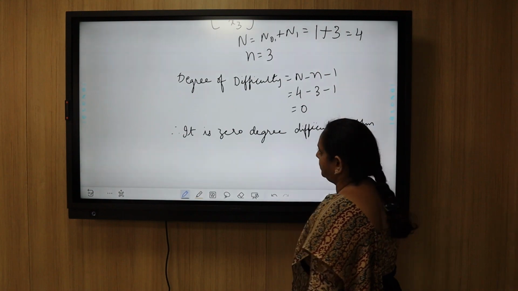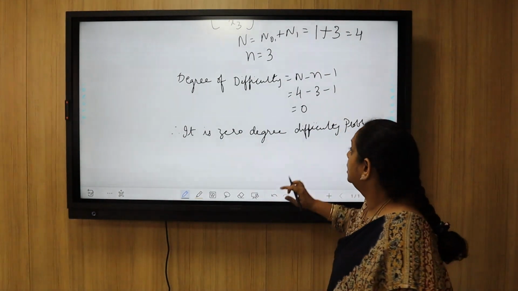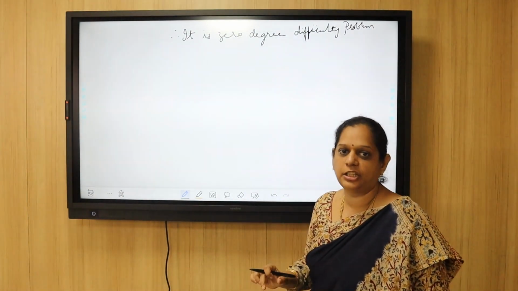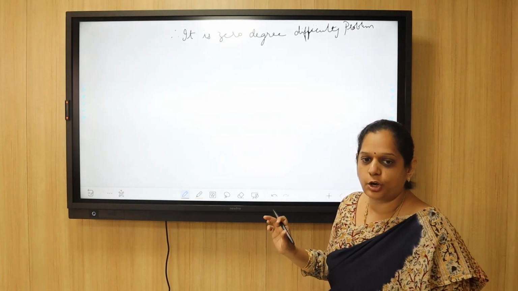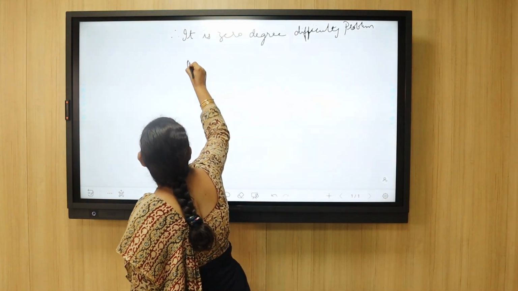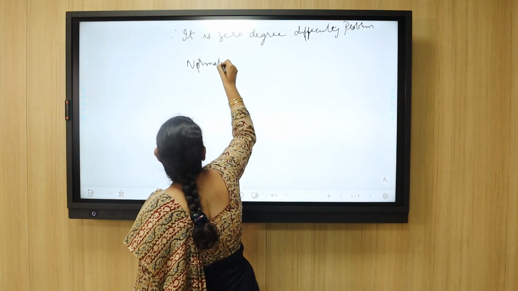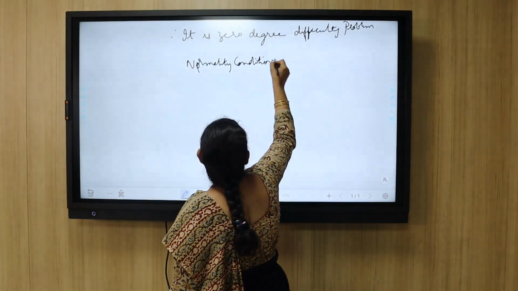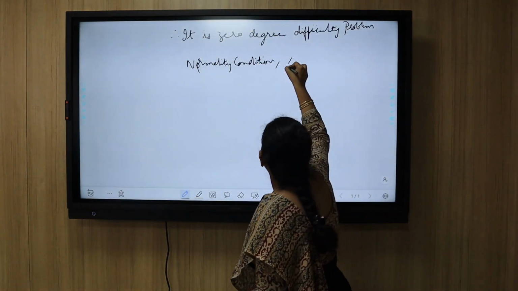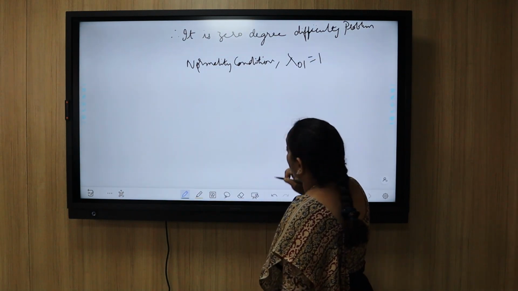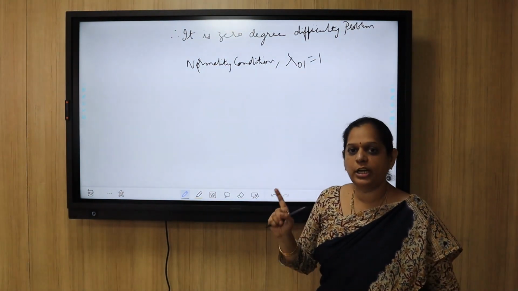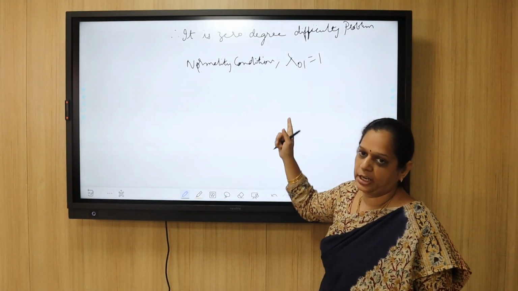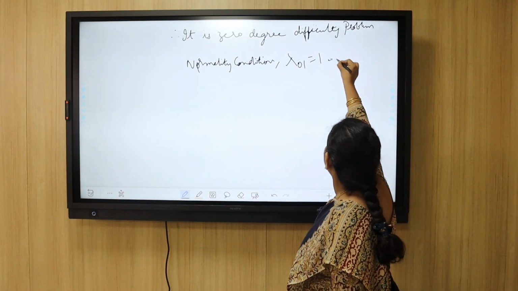So the first step has been completed and the next step is we have to find the normality condition. What is the normality condition? In the objective function, how many functions are there? The normality condition is given as lambda 01 equal to 1. Why? Because in the objective function there is only a single function. That's why we consider the normality condition as lambda 01 equal to 1. This is step 2. This will be our first equation.